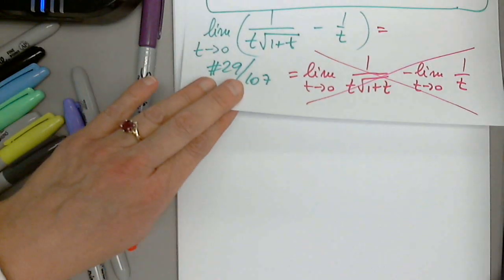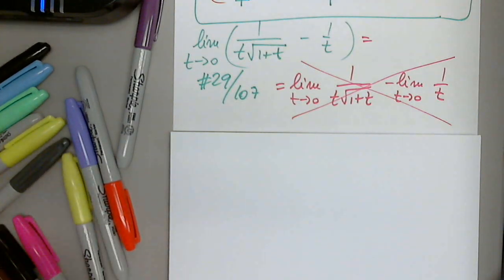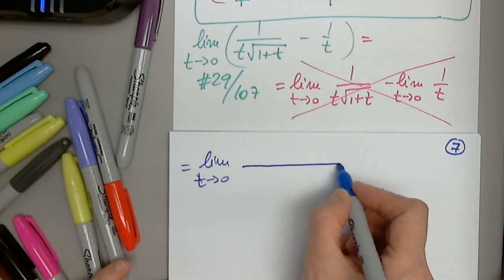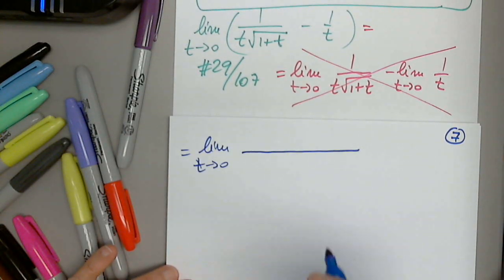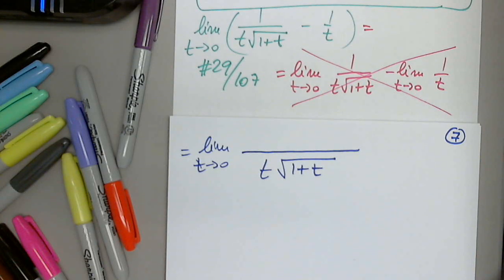So then there must be something else I need to do. Can you suggest anything? What is the only idea that comes to mind that is applicable here? I see two fractions, and I see a difference. What could be the next step? Find the least common denominator, right? What is the least common denominator? Very good indeed. t times the square root of 1 plus t.